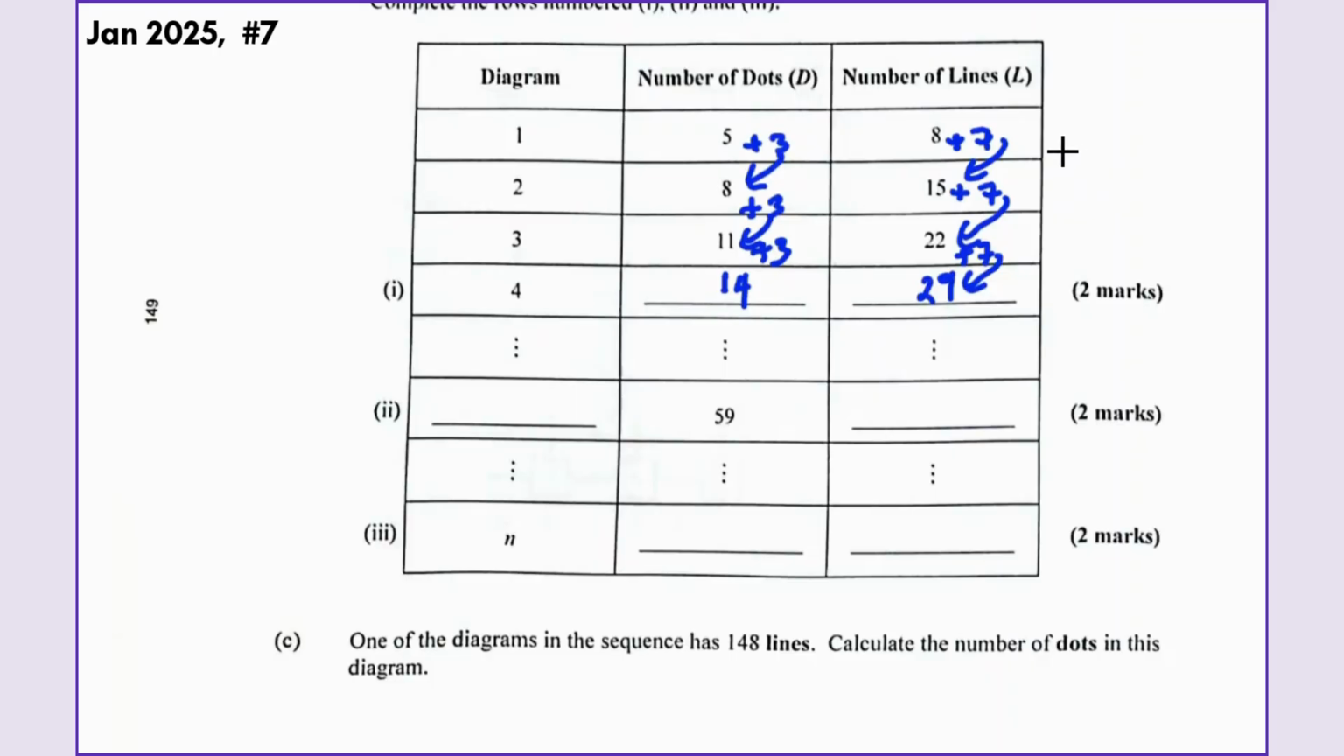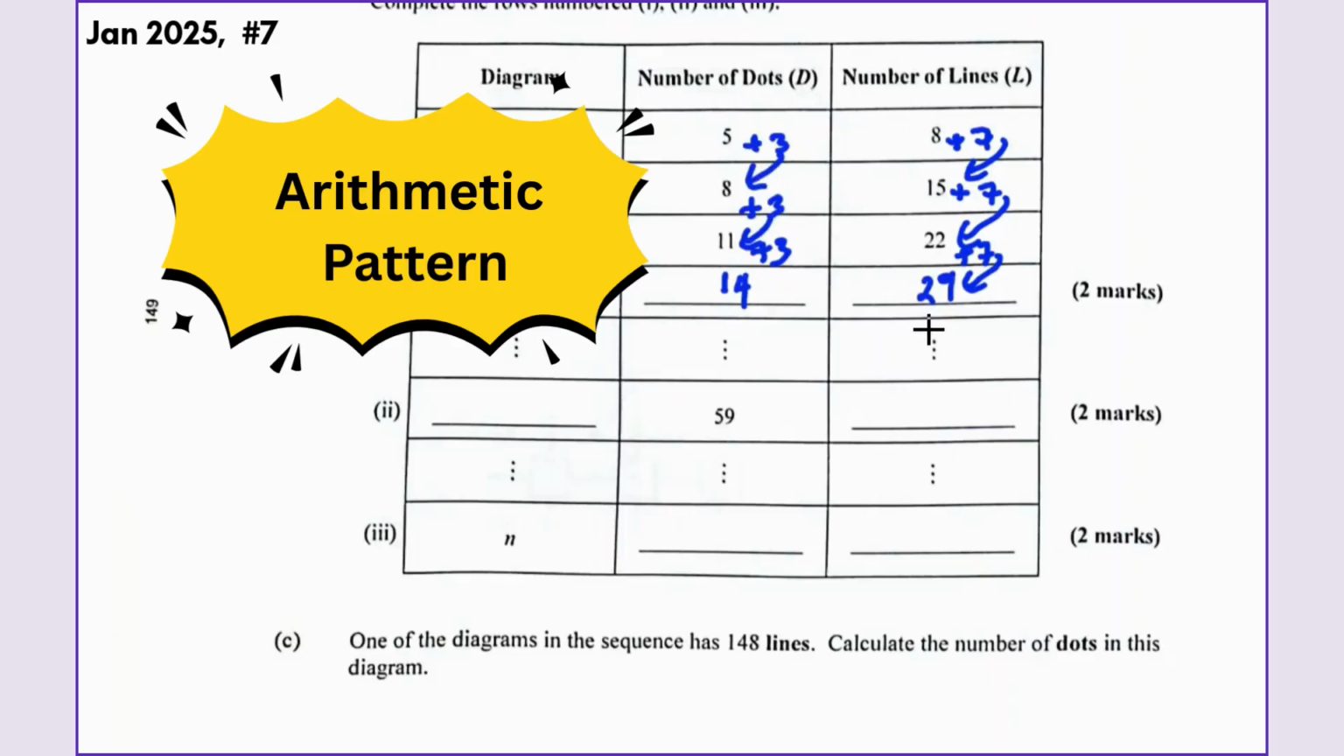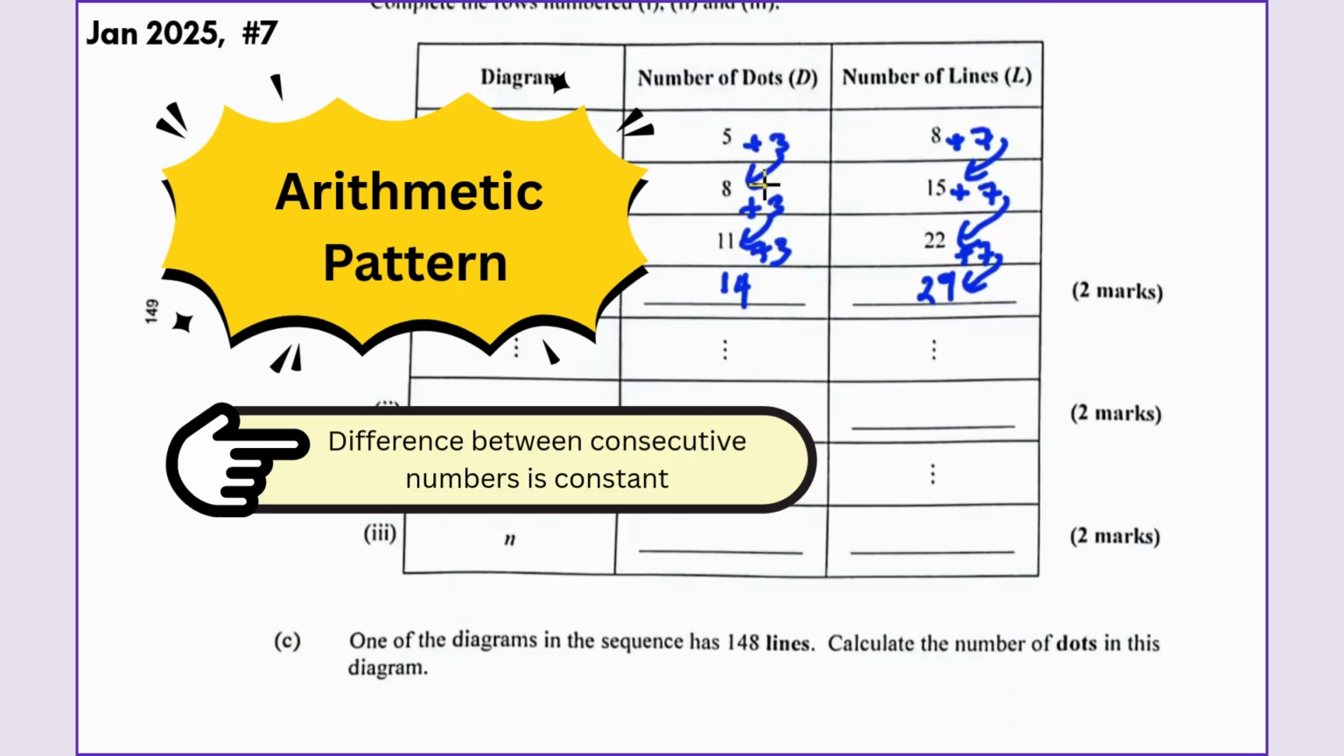This type of sequence that you are observing in both cases, for the number of dots and the number of lines, is called an arithmetic pattern, which means that consecutive numbers in the sequence increase by a constant amount. In the case of the number of dots, it is 3, and in the case of the number of lines, it's 7. So there's a common difference that applies across the board.